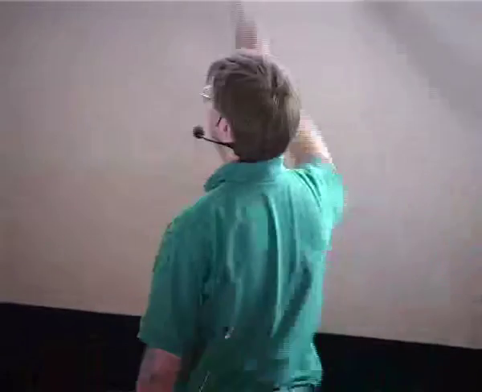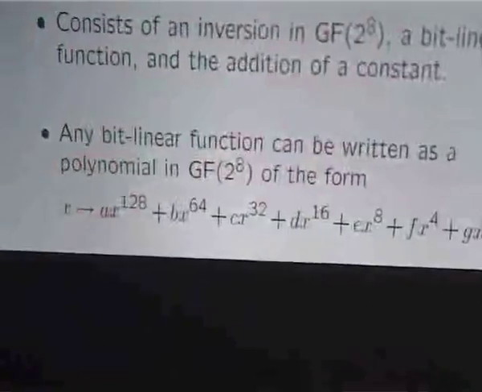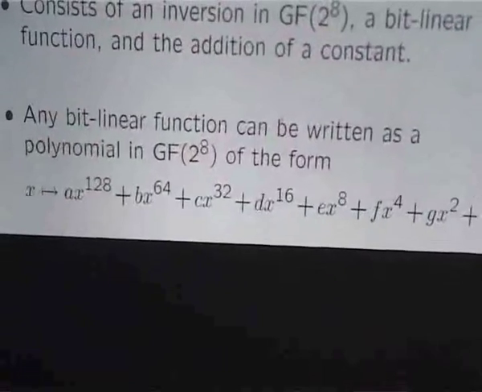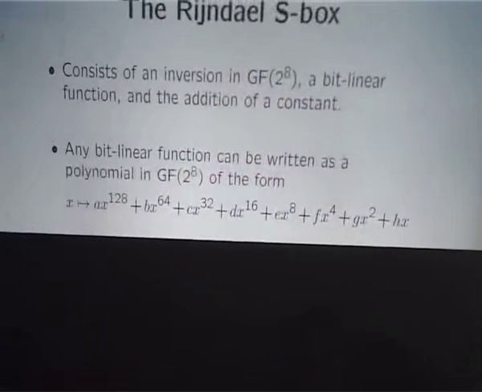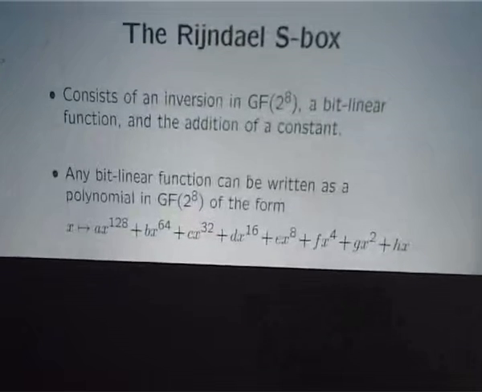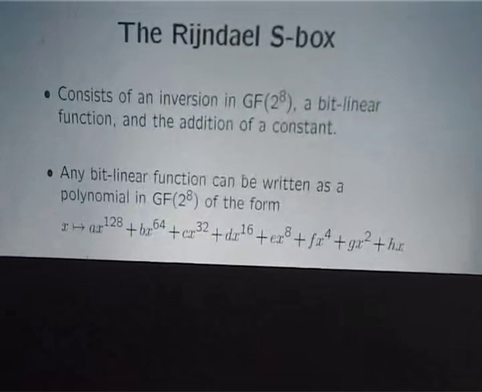Now, inversion is relatively easy to write mathematically, it's 1 over x. And the bit linear function, it turns out you can write any bit linear function as a polynomial of this form. It took me a little while to understand exactly why that's the case. I'm just going to state it here, ask me later if you want to know why. Note that this is a very special form. This is a polynomial, which we all remember from high school, but all the exponents are powers of 2. And that's going to be really, really useful.